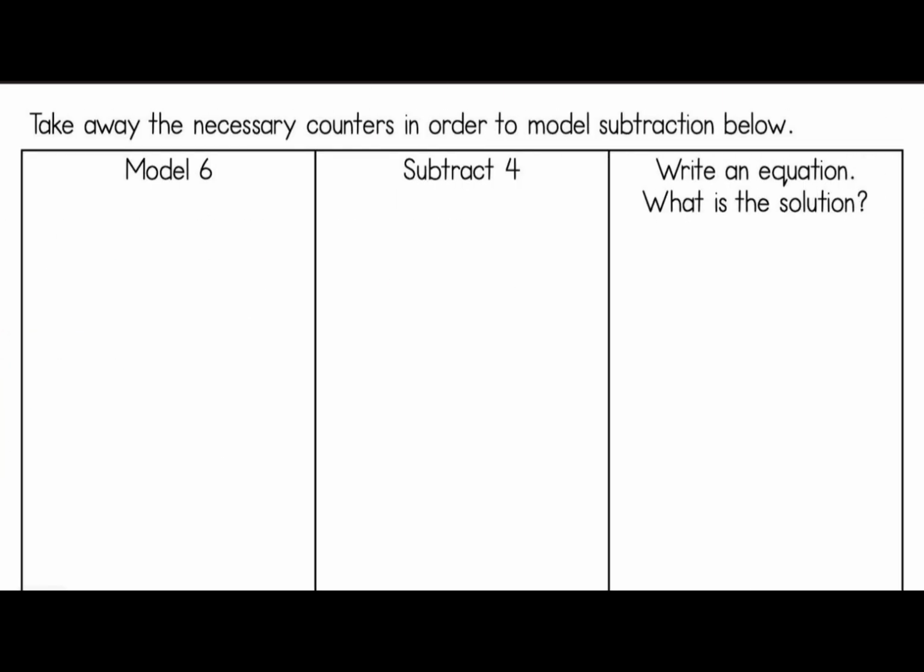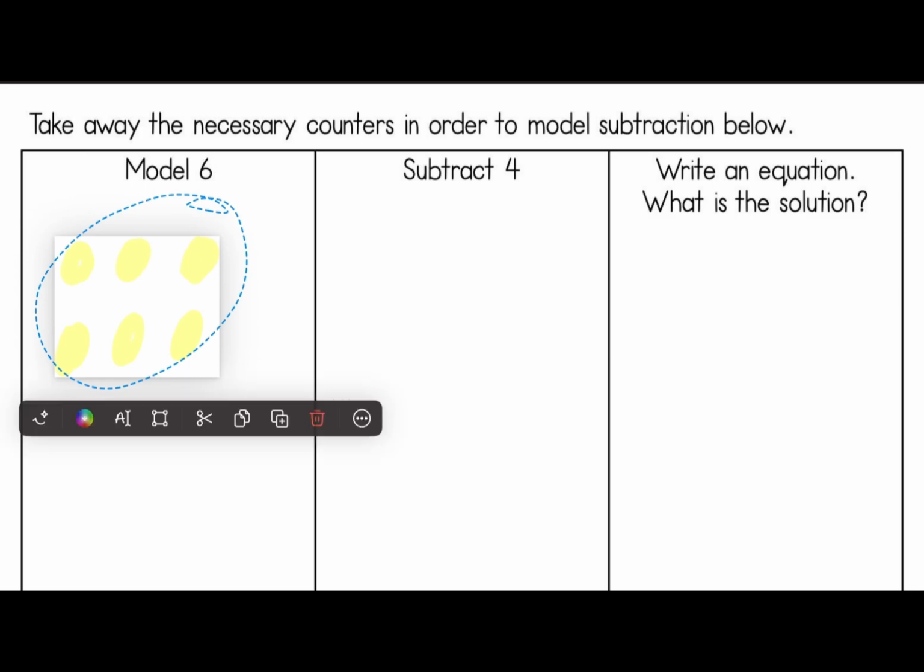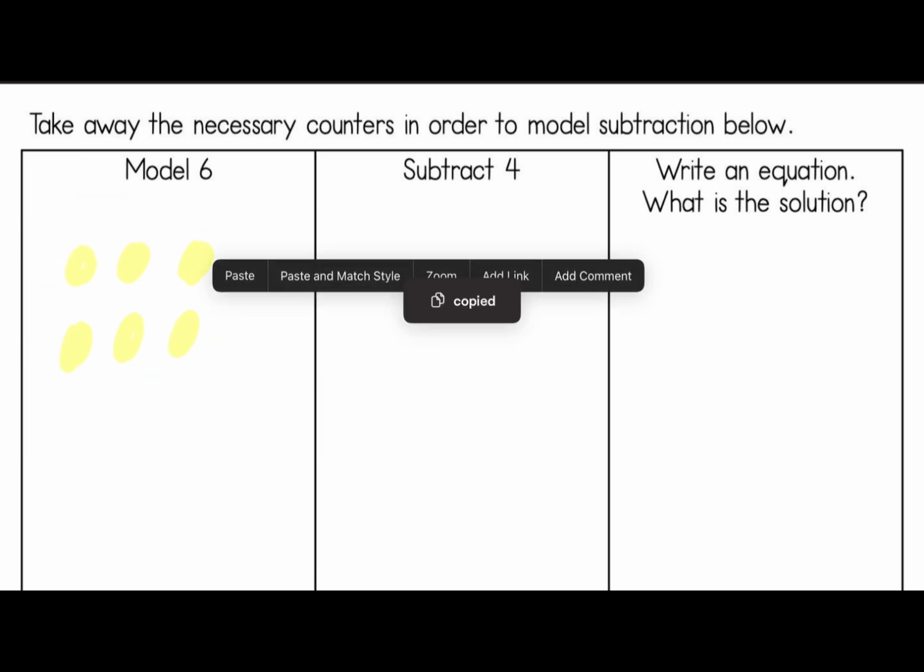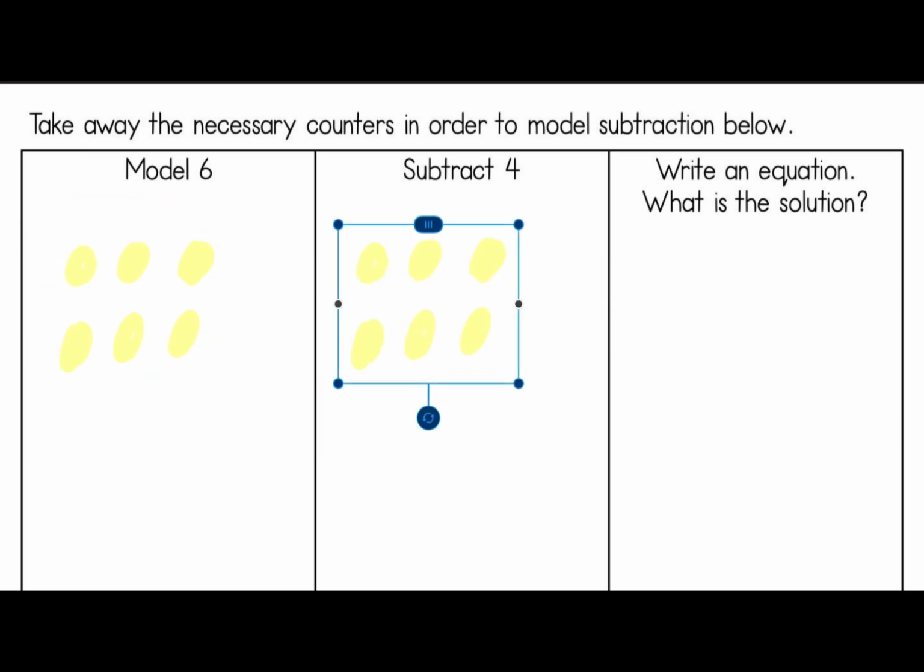Okay, so now take away the necessary counters in order to model the subtraction below. So we need to model 6. I'm going to put 6 positive counters because my 6 is not a negative number in this equation. I'm just going to copy that and move it over so I can also model subtracting it. Now I have the 6 that I started with, and now we're going to show how we subtract. I have 4 to take away, so 1, 2, 3, 4. So I took them away, and this is what I'm left with.